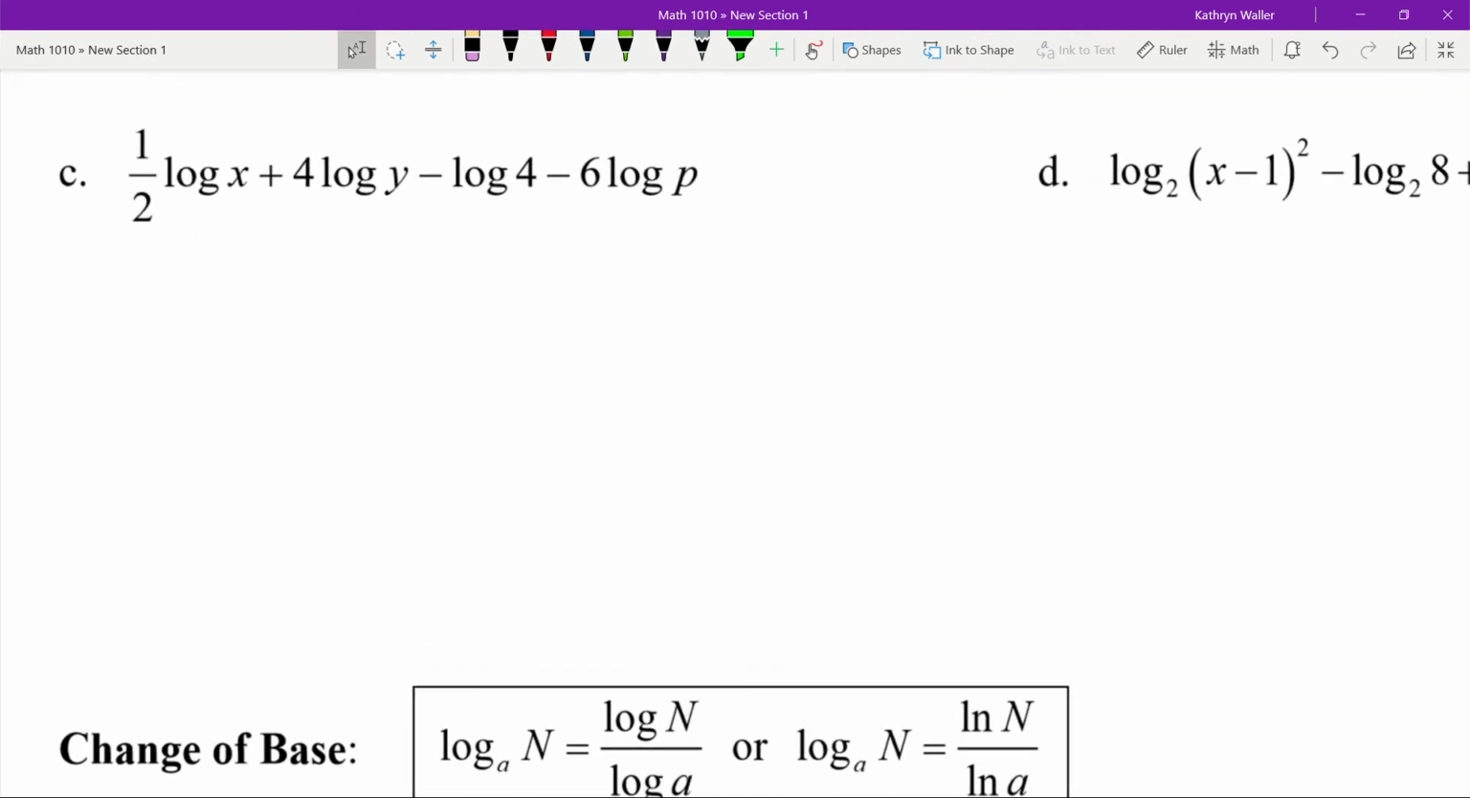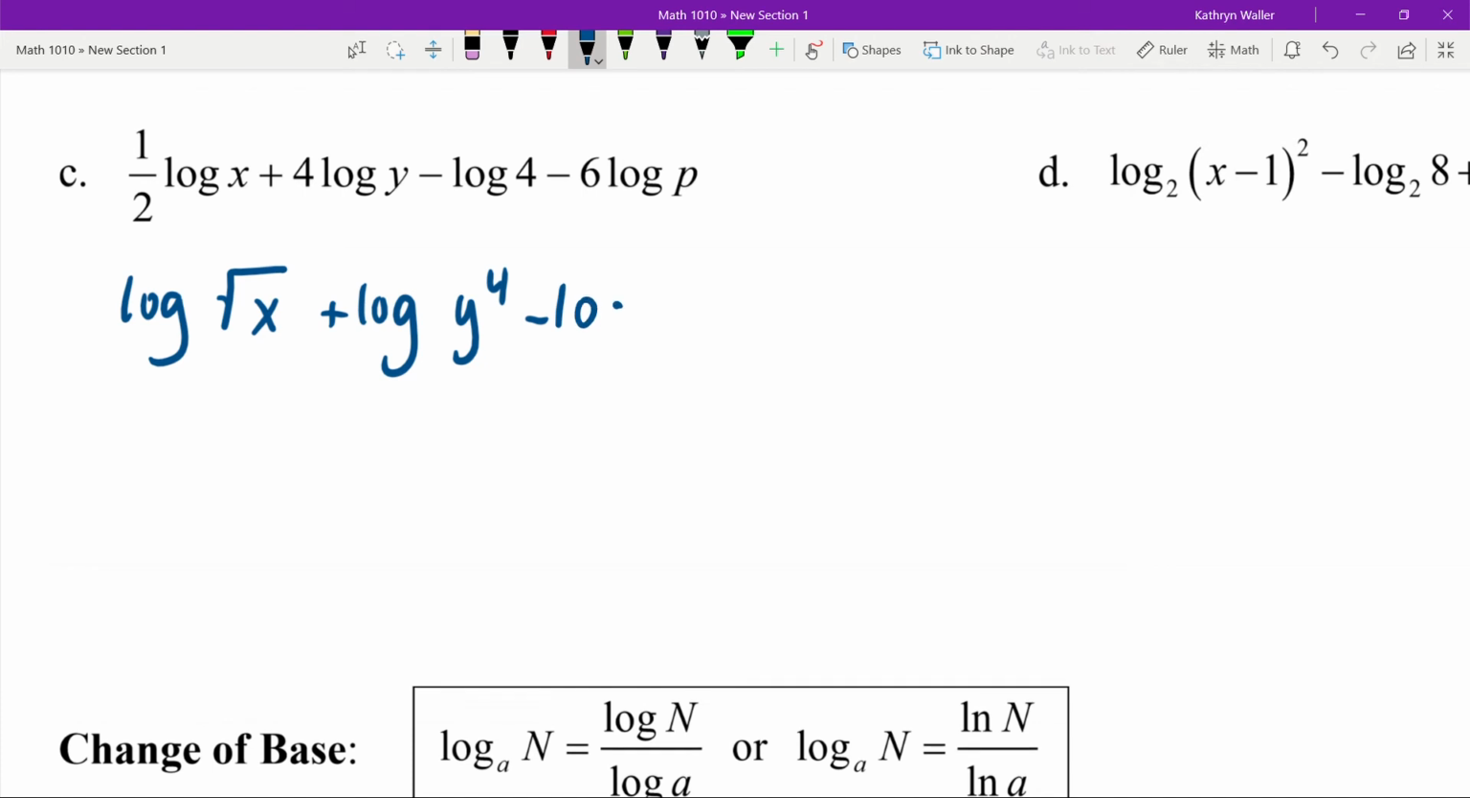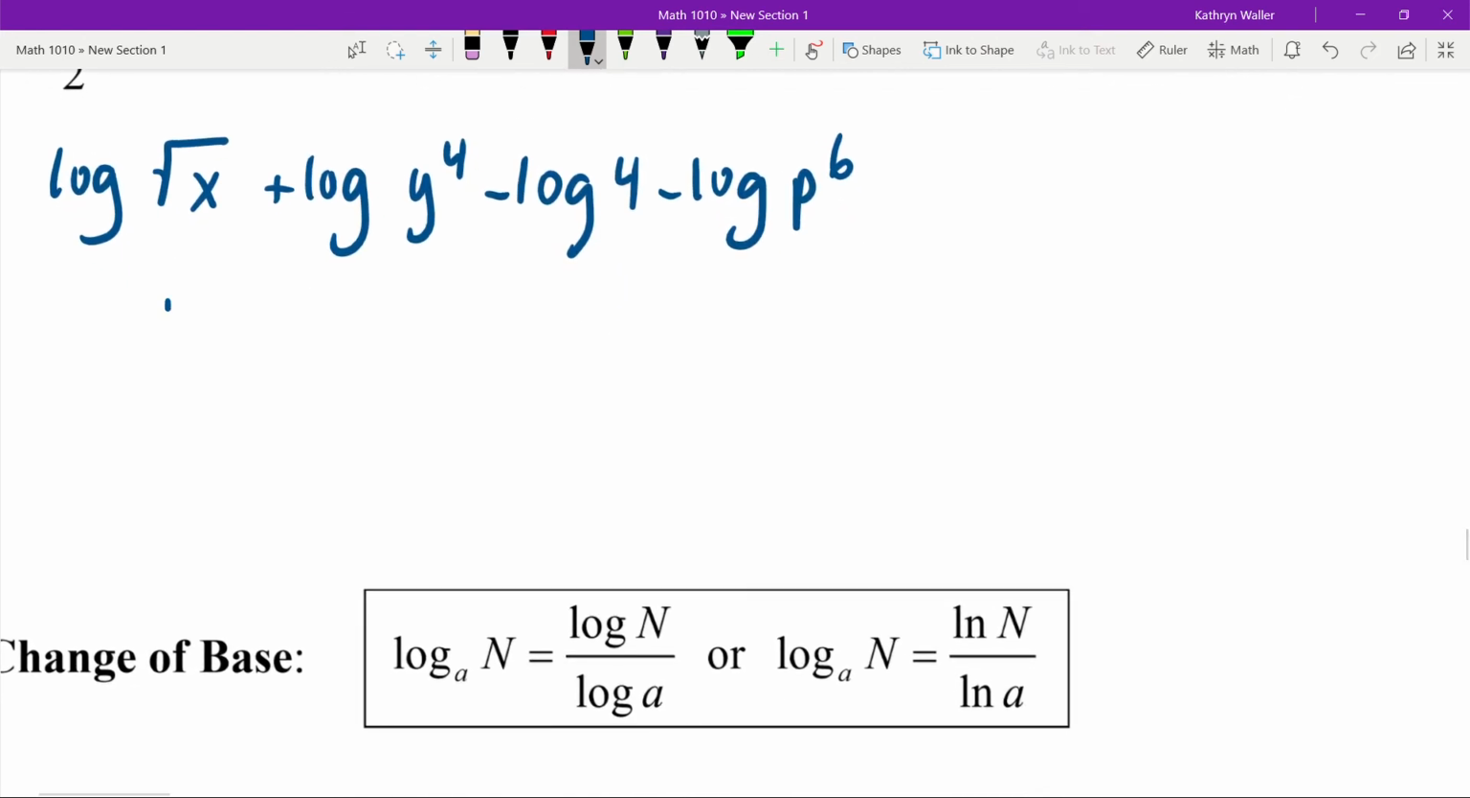Okay, here we go with question C. Pull them up. So this is the log of the square root of x. X to the 1/2 is the square root of x. Plus the log of y to the 4th minus the log of 4 minus the log of p to the 6th. Now I'm going to squish it into 1.